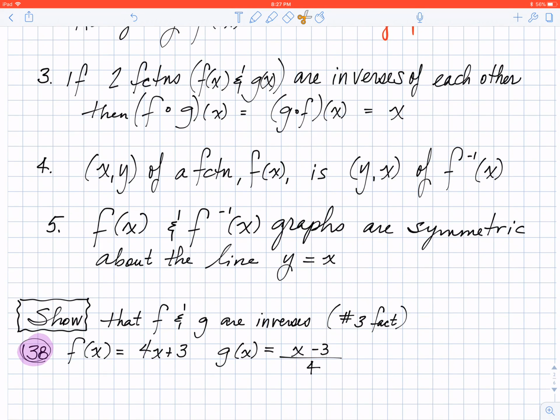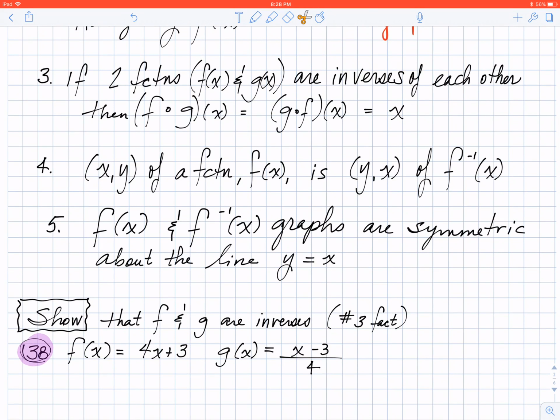Number 3 interesting fact. If two functions, and we're going to call them f of x and g of x, are inverses of each other, then the following statement is going to be true. You've actually seen this before on a previous test. Remember this is composition here: f of g of x will equal g of f of x. And if you find those two compositions, they will both equal the letter x.